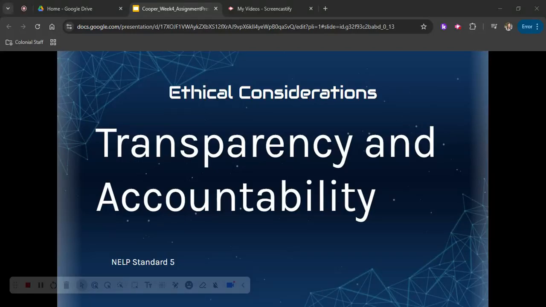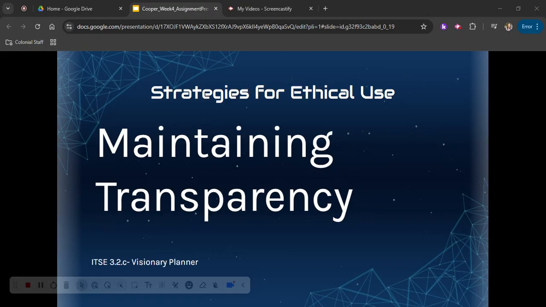The next ethical consideration is transparency and accountability. Transparency is essential for AI-driven decisions, such as predictive analytics for student achievement. Parents, students, and educators all need to be aware of how AI affects educational choices. This pertains to NELP Standard 5, which highlights the value of external and community leadership in building trust through moral leadership. The following are strategies for ethical AI and data use in schools.